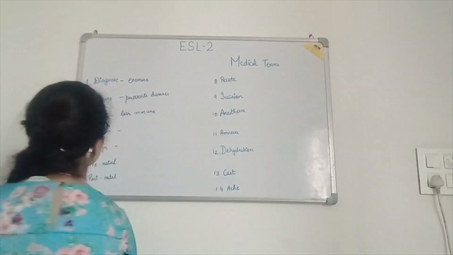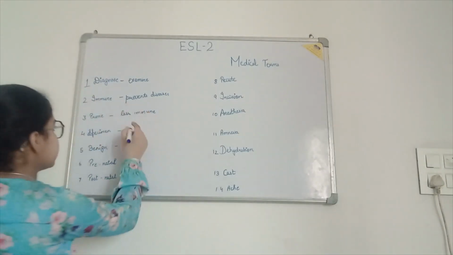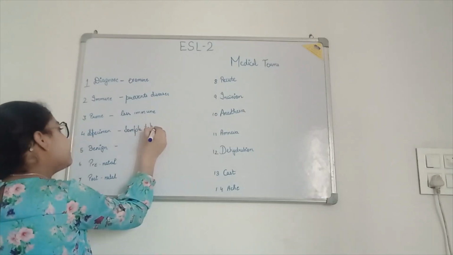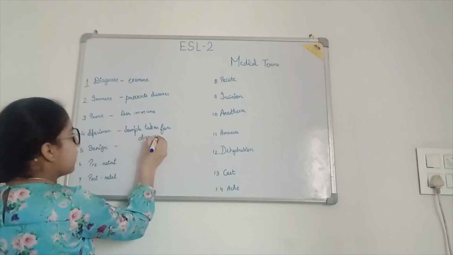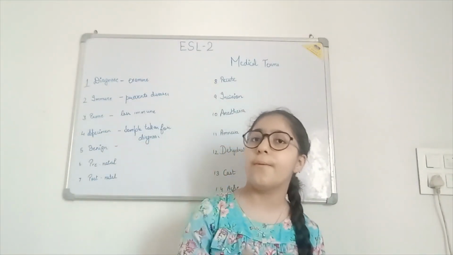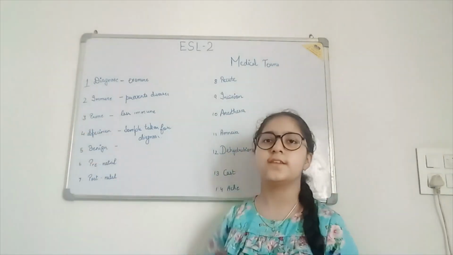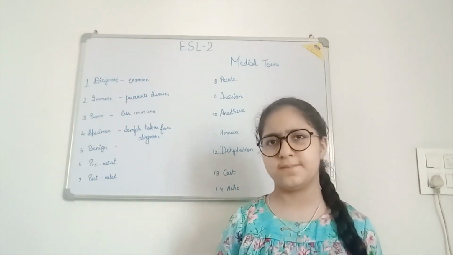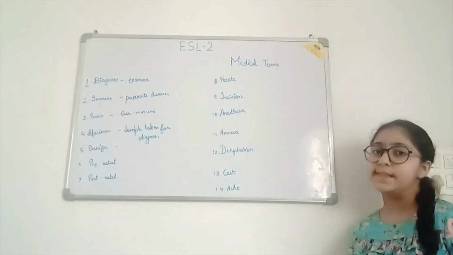Number four is specimen. Specimen is the sample taken for diagnosis. Many of you have given a blood test, given a sample for a blood test. Don't call it a sample, call it a specimen. So I have given a specimen for diagnosis today, a blood specimen. Don't say blood sample.